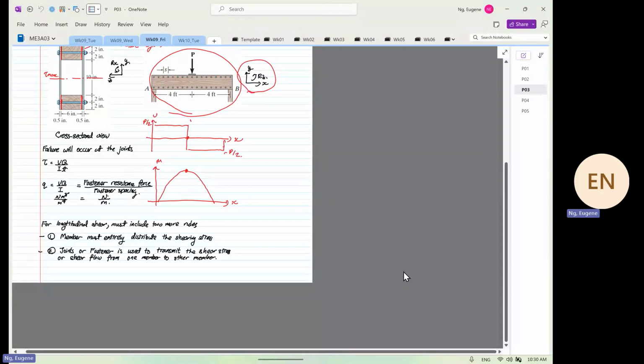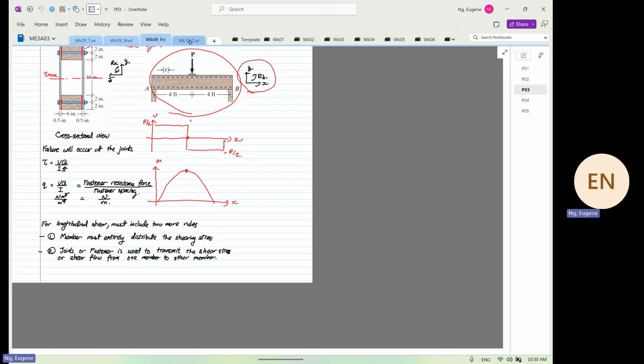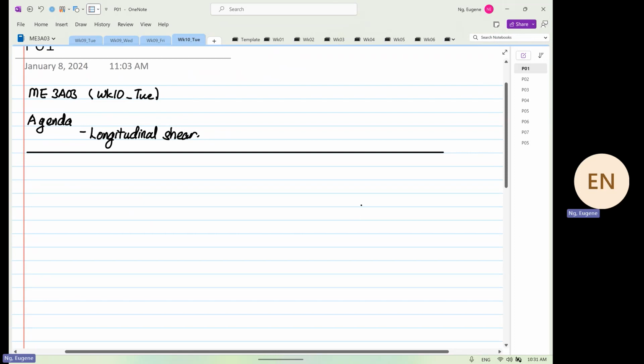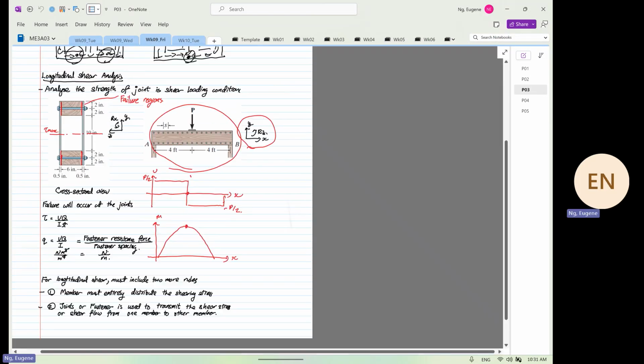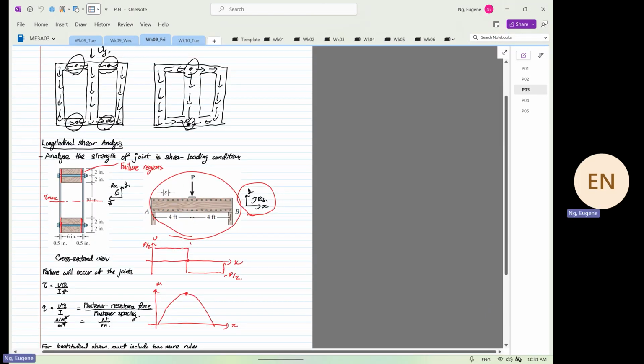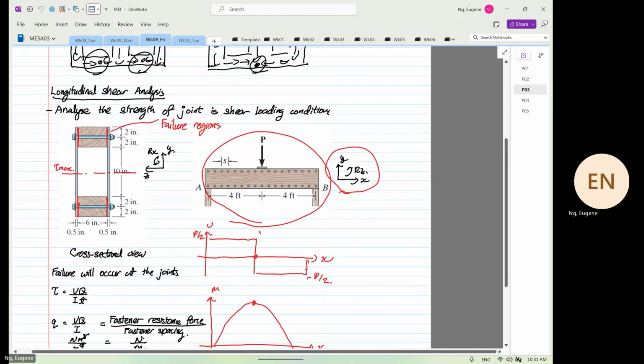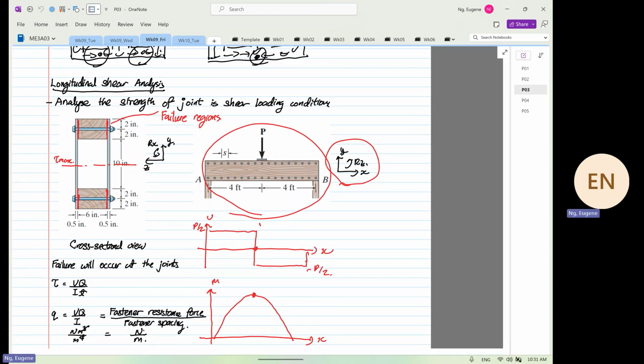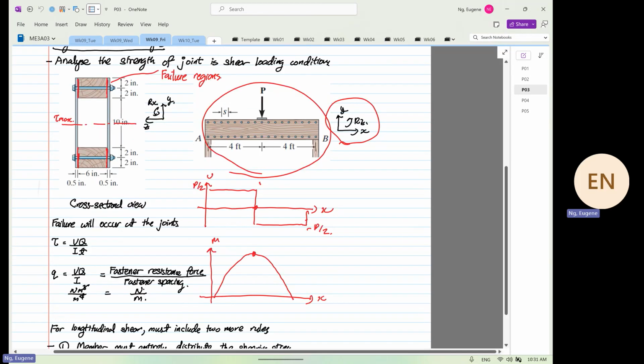Okay. Good morning. Today the topic we're going to cover is known as longitudinal shear. I did a bit of intro on Friday, and I'd like to recap that. So in longitudinal shear, the loading is based on the strength of the joint. And I showed all of you that in a structure, the place where the structure will fail first is at the where? At the joint. Okay, so failure will always occur at the joint.